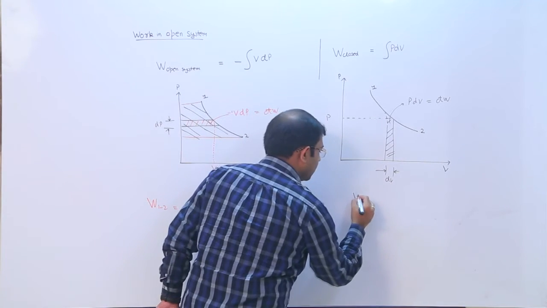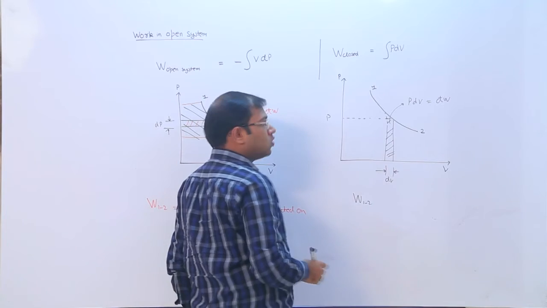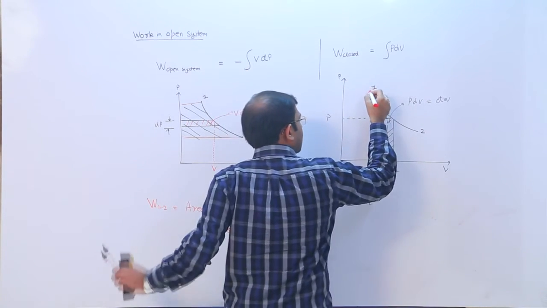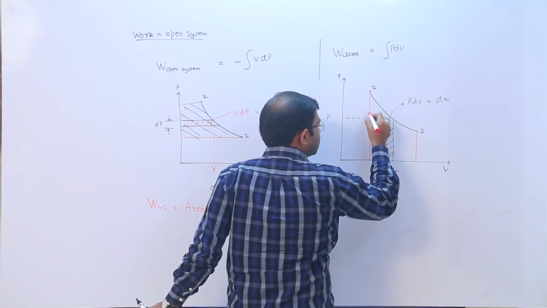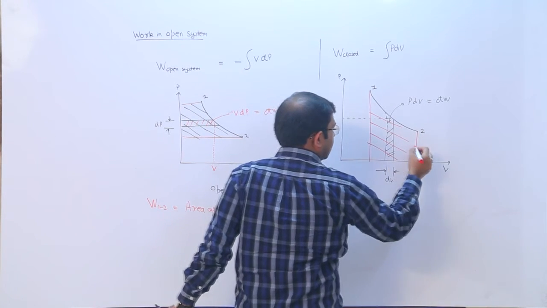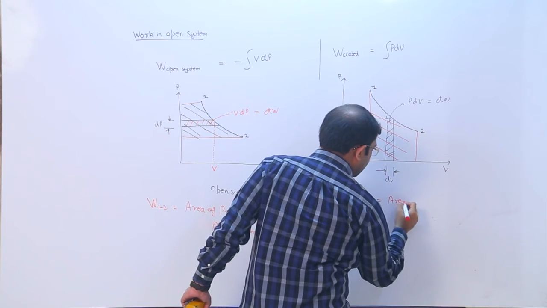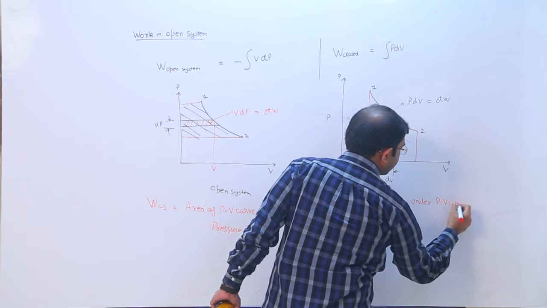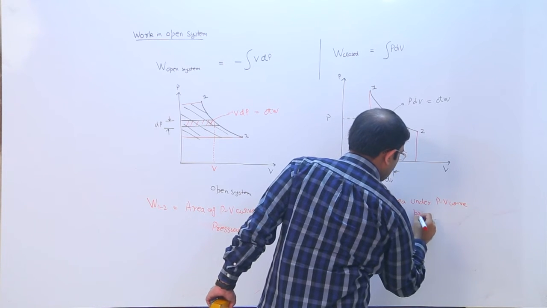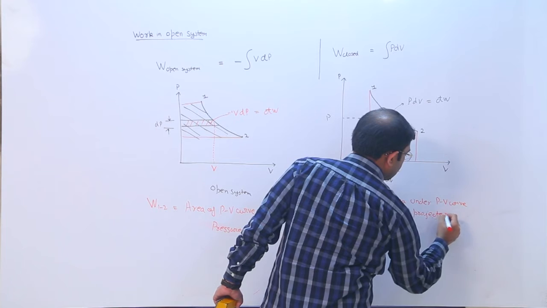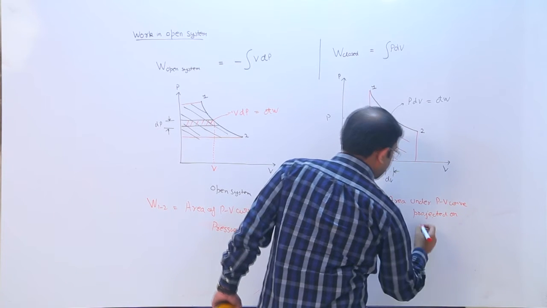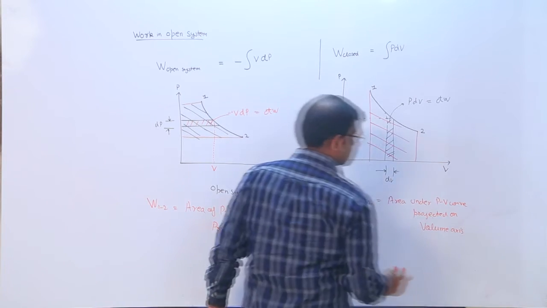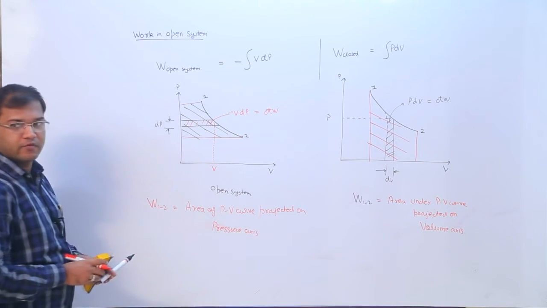However, W1 to 2, total work between 1 and 2, is nothing but this area, and this is nothing but area under PV curve projected on volume axis. Is it okay? Fine.